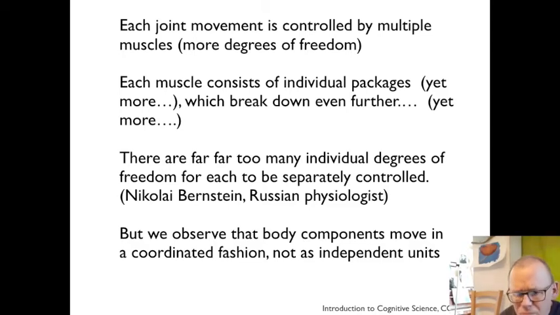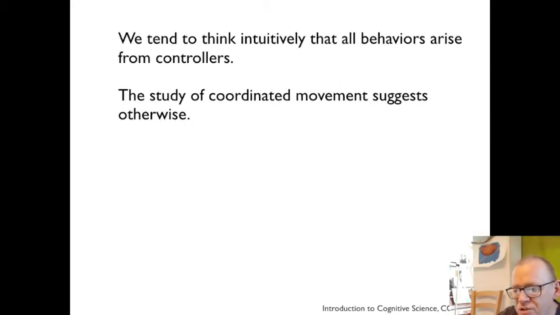and furthermore, simple observation of any kind of animal movement will show that biological movement is always coordinated. We don't move as if we had an infinite number of degrees of freedom that could be separately controlled. Multiple parts of the body move together in concert in order to achieve goals. And those goals are what characterizes behavior, of course. So we tend to think intuitively that all behaviors arise from controllers. That separation of the puppeteer from the puppet is a problem, though, and the study of coordinated movement suggests otherwise.